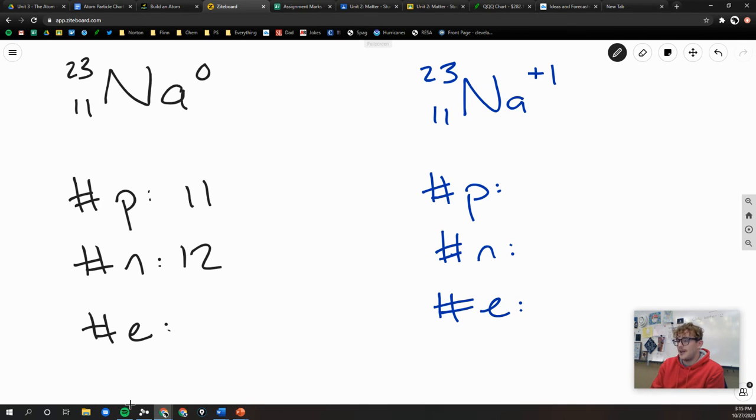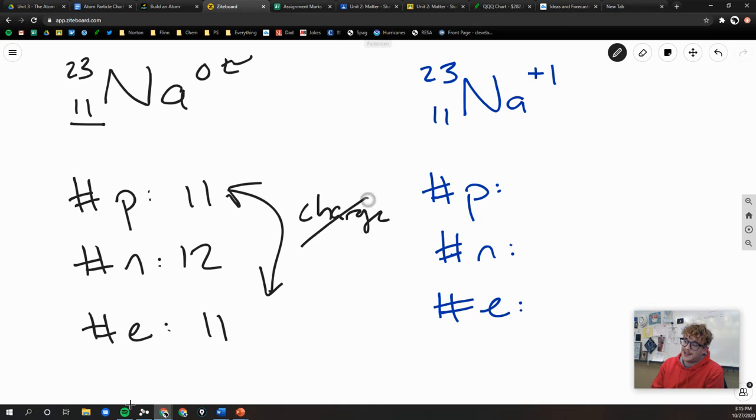So how many electrons do I have? Remember, because this atom is neutral, that means that all of my protons were canceled out by electrons. So I have the same amount of protons as I do electrons. Well, if I have the same amount of protons as I do electrons, how many electrons would I have? I would have 11, because these guys essentially canceled out their charge. So I have an overall charge of 0. Over here, we have a charge of positive 1.